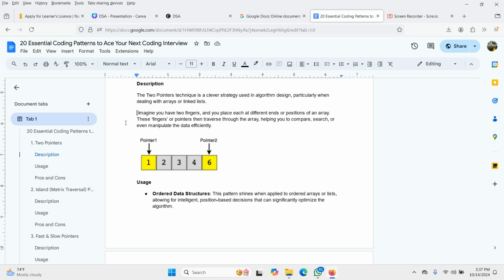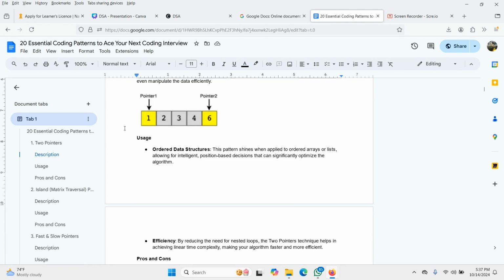If the array is not sorted, you need to sort it according to the problem description you have been given, either in the context, OA, or anywhere else. So it applies to the ordered list, allowing for intelligent position-based decisions that can significantly optimize the algorithms.